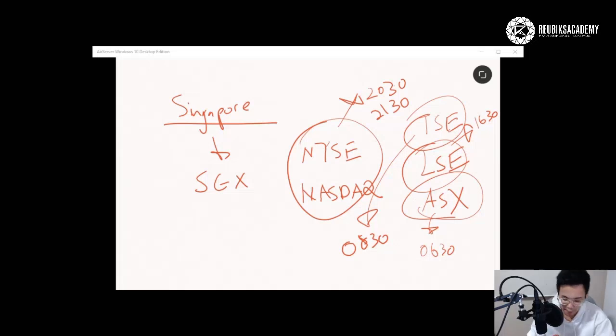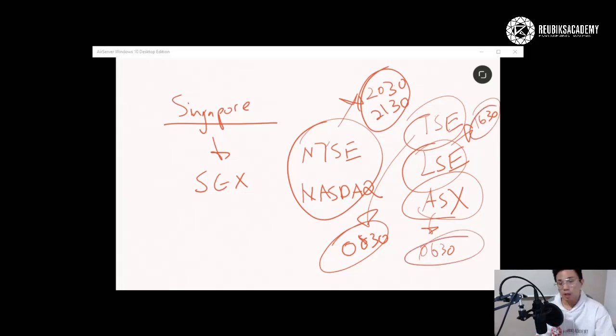Okay, so from a Singaporean's point of view, these are the hours that I need to watch. If I buy an American stock, I need to watch these hours. If I buy a Japanese stock, I need to watch this hour. If I buy a stock that belongs to a company that is situated in the United Kingdom, I need to watch this hour. Australia, this hour. So you need to understand different market opening hours in order to understand which are the hours to watch your stock at. Okay, that's number one.